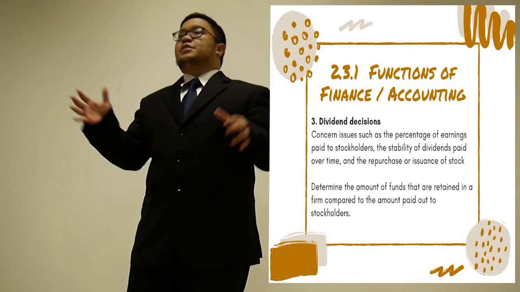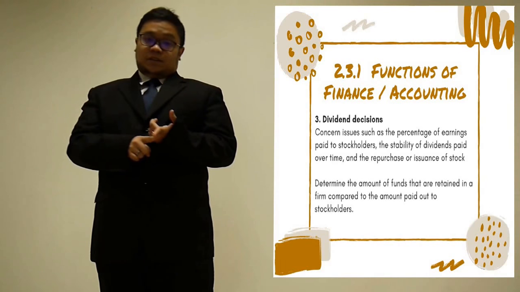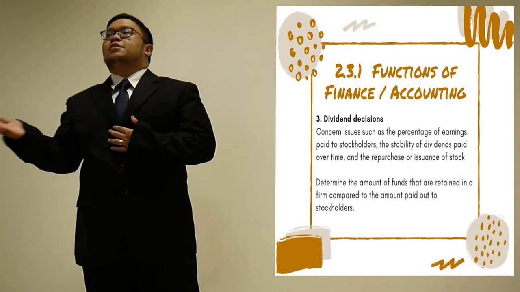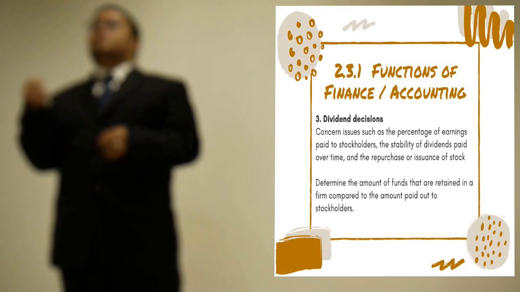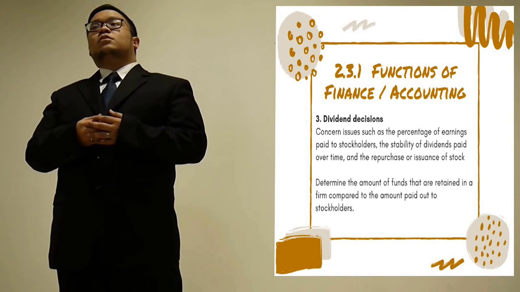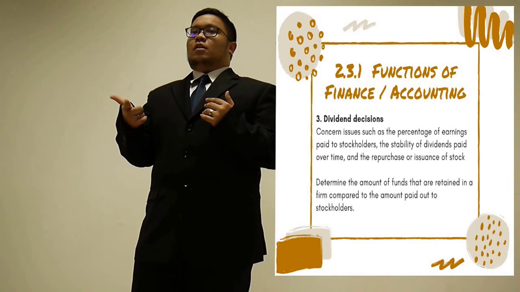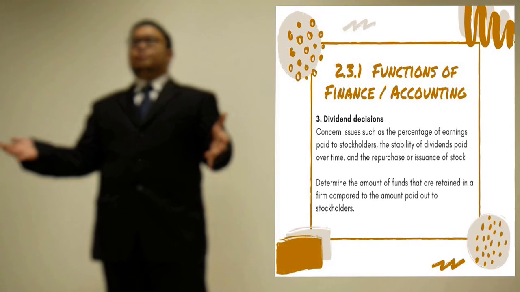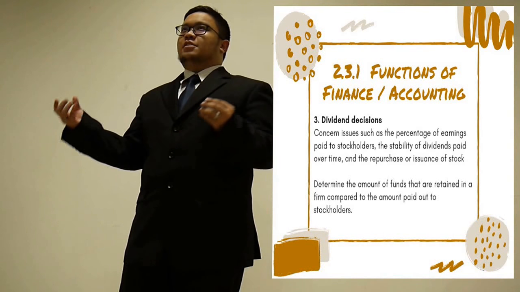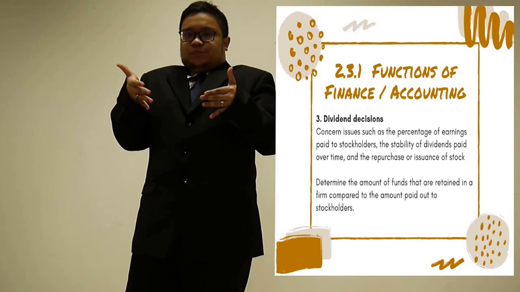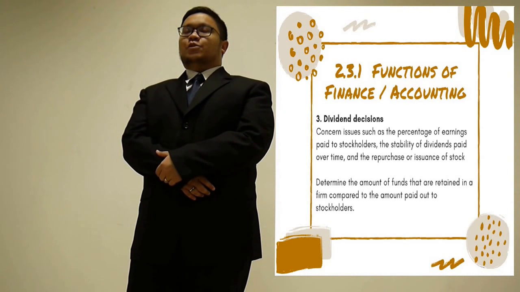Next is the dividend decision. It concerns issues such as the percentage of earnings paid to stockholders, the stability of dividends paid over time, and the repurchase of issued stocks. This determines the amount of funds that are retained in the firm compared to the amount paid to stockholders. So the dividend decision is mostly about what percentage the firm is going to give back to all the investors or stockholders who invested in the firm's stock and so on.